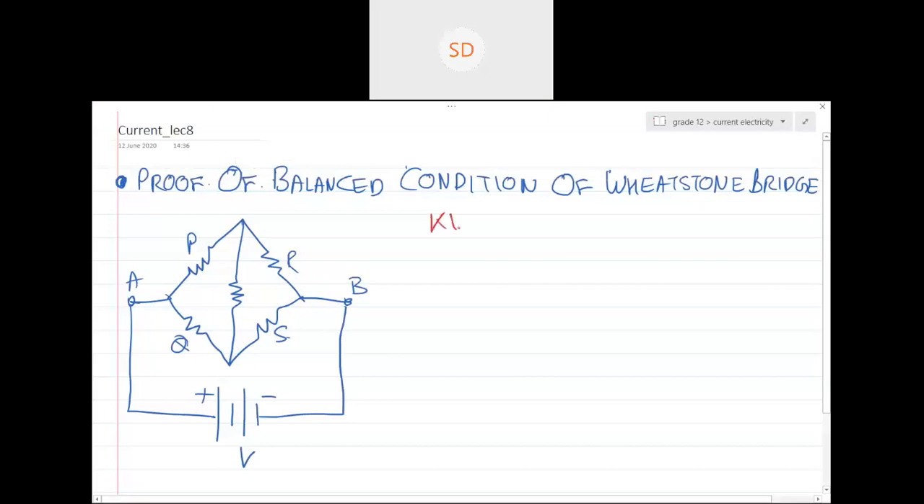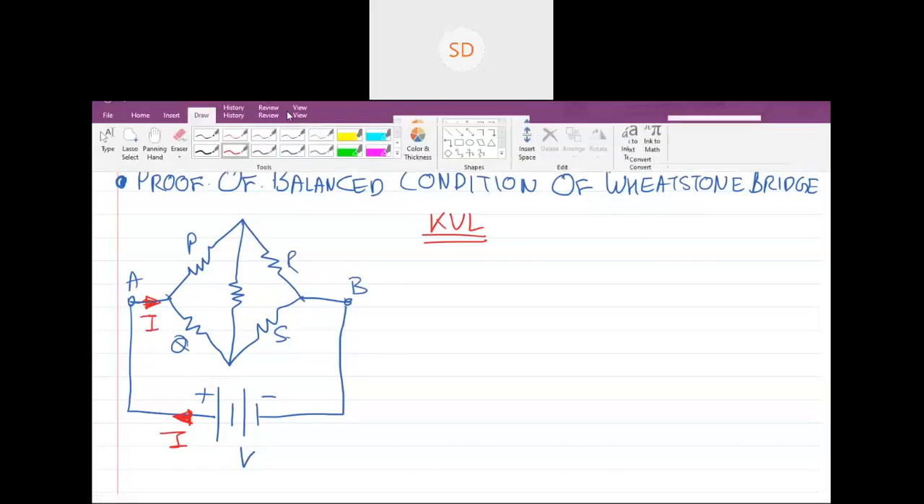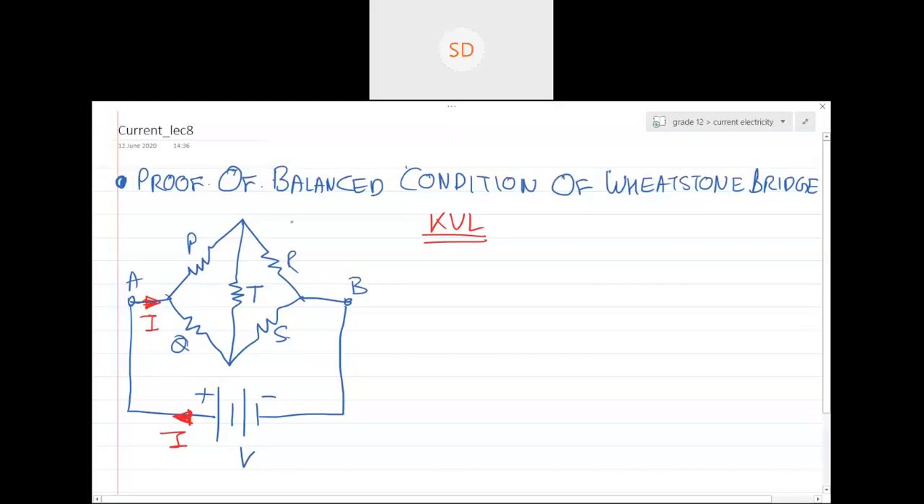I'm proving it using KVL, Kirchhoff's voltage law. So let us say a current I comes out of the battery. When this current I comes out of the battery, it reaches point A and then this junction. When it reaches this junction, it divides into two parts. Let's say this is I1. So I minus I1 current flows through Q, and this I1 current flows through here.